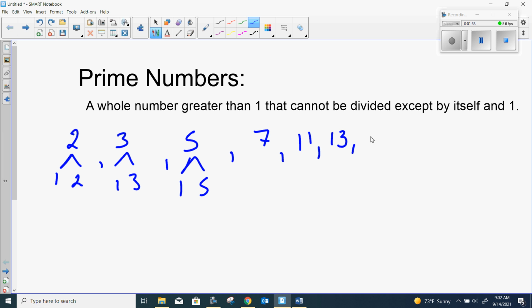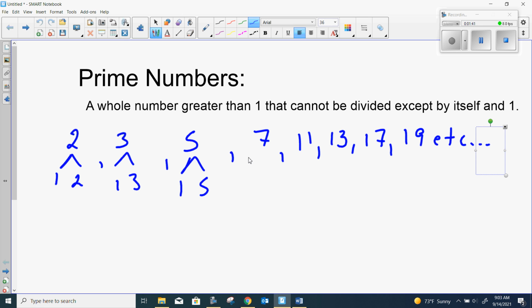13, 17, 19, etc. And if you want to, you can always find a list of these. There are a lot of them, and some of them are quite large. But you can find a list if you Google that or look up any common basic math book. There will be a lot of those, and we use prime numbers when we break numbers down.